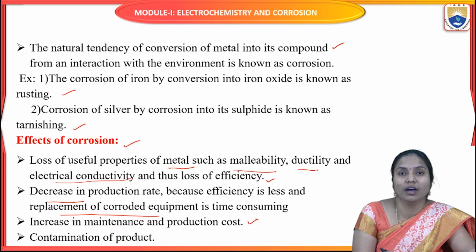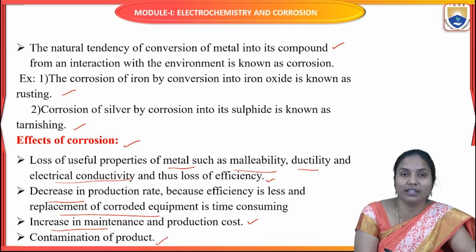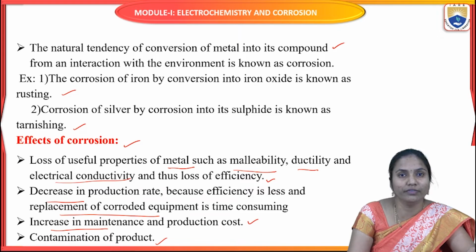And one more thing is increase in maintenance and production cost. Generally, if a metal undergoes corrosion, maintenance is also required. We apply some lubricants, so production cost also increases. And contamination of product and loss of efficiency of metal. These are the main effects of corrosion.